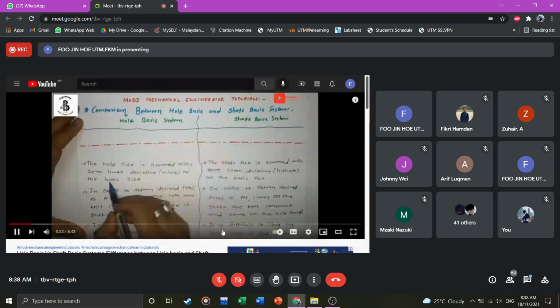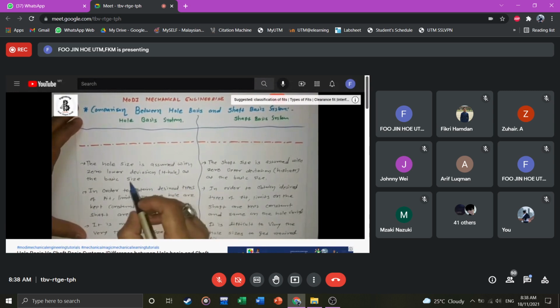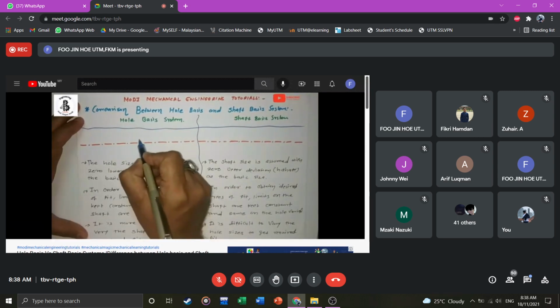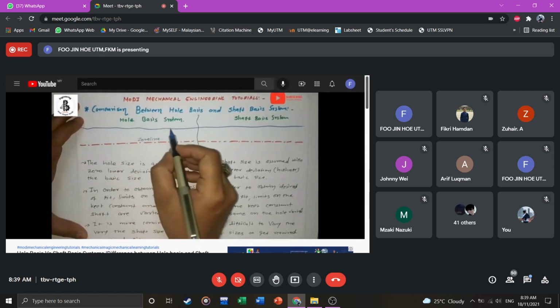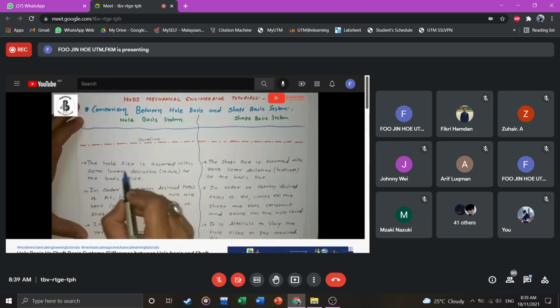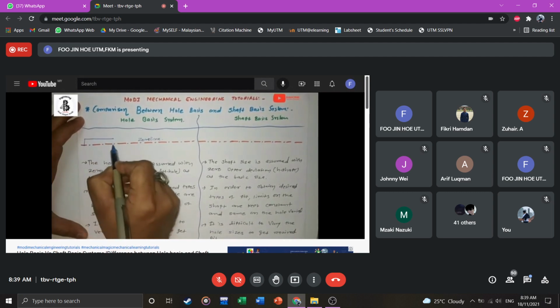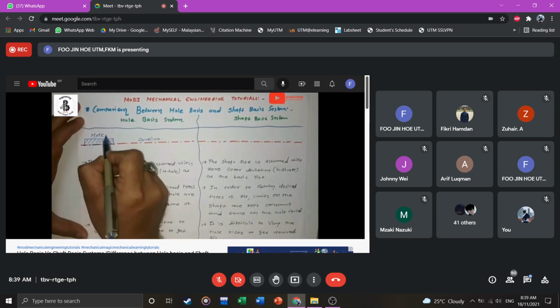Now for the hole basis system, you can see the first difference: the hole size is assumed with zero lower deviation, or you can say capital H hole as the basic size. So just refer, that will be considered as the zero line. In the hole basis system, the hole size is assumed with zero lower deviation. You can see the lower part will be on the zero line. So that will be the hole system.